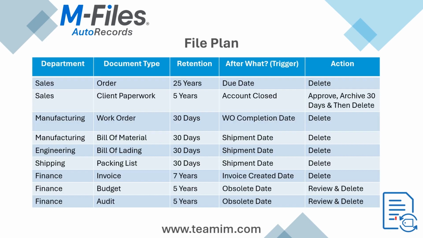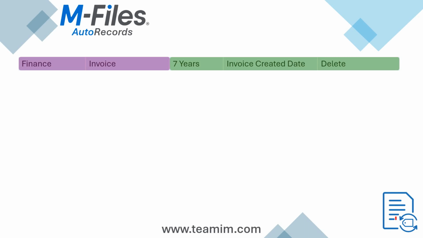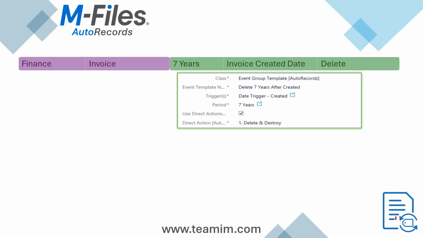In our last session, we explored some standard records management concepts. We built a file plan to represent the retention policies for the organization. Then we split up the file plan into two parts, where the first part represents the policy, and the second part represents the retention. Then we looked at how a row in that file plan is represented in M-Files with configurations. The event group template represents the pieces of data needed to schedule a retention event.